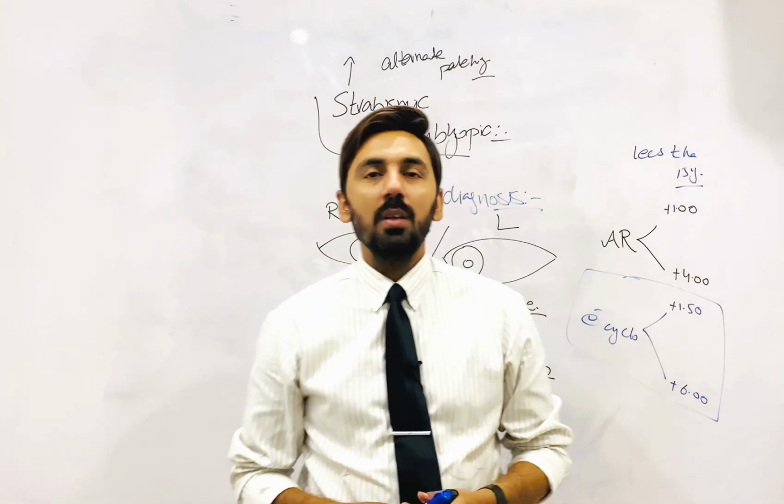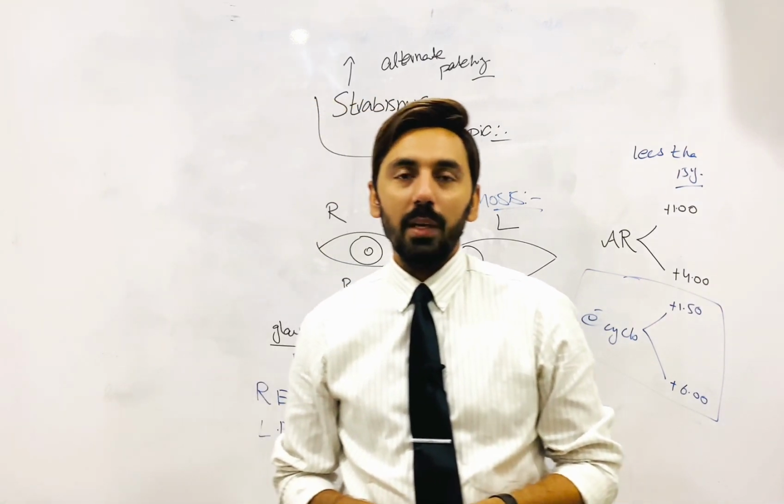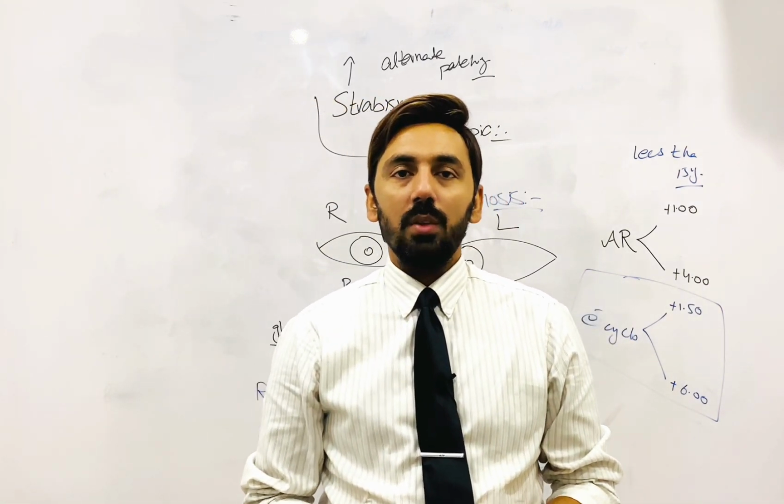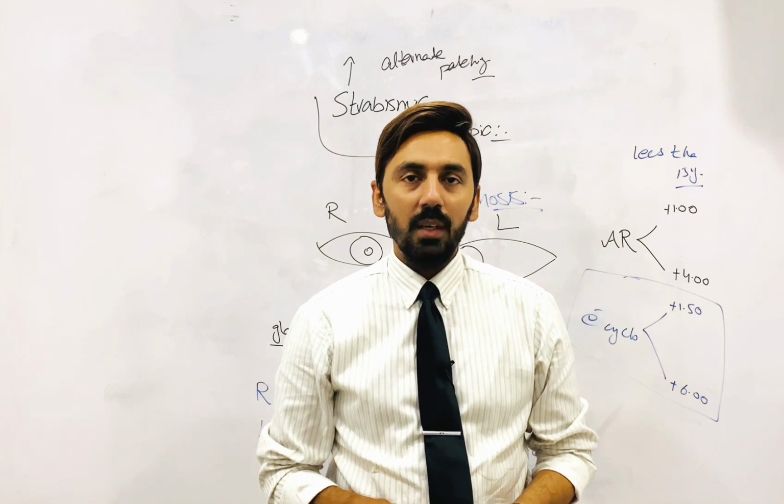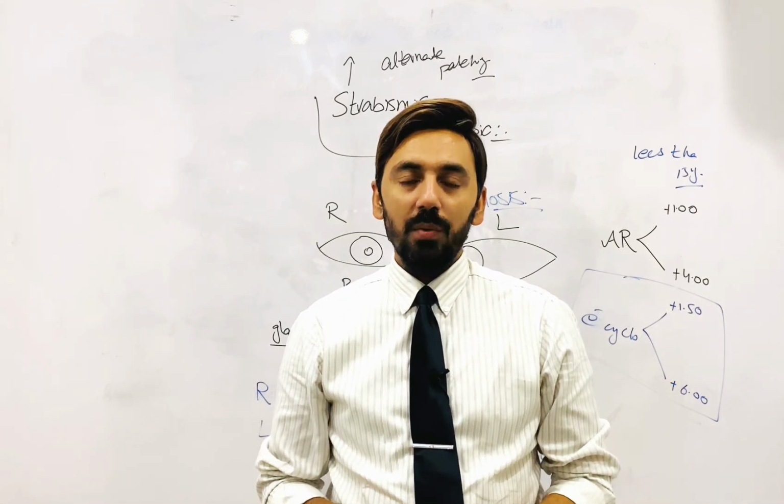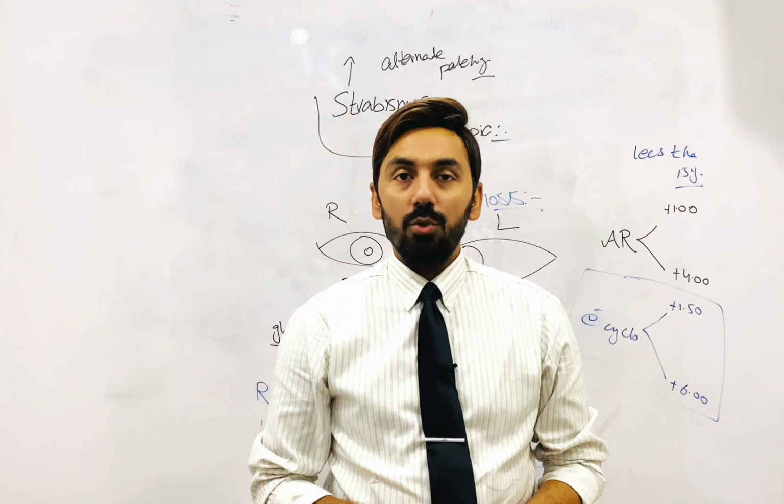So finally, that's all about strabismic amblyopia. In the next video, we will learn about another most interesting and most important type of amblyopia, which is called anisometropic amblyopia.